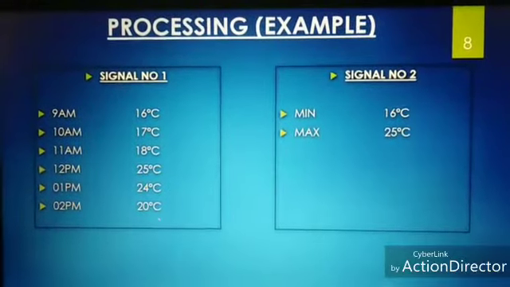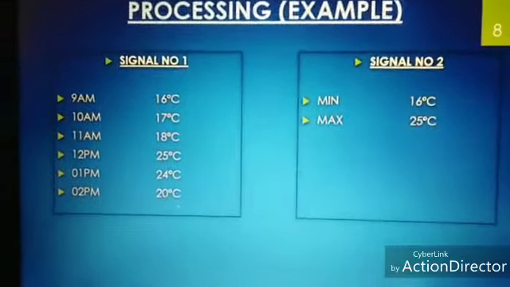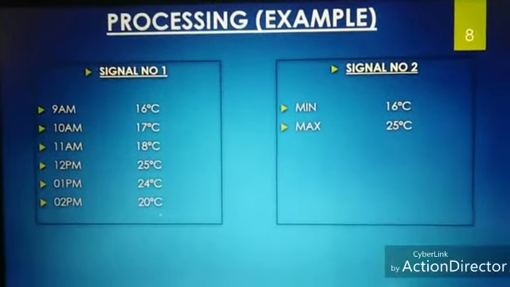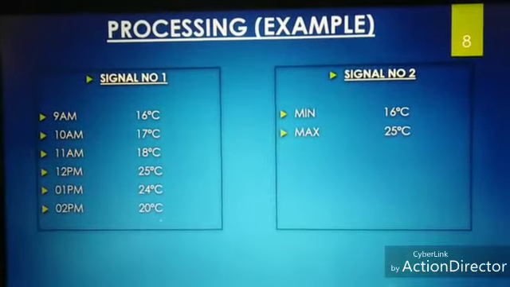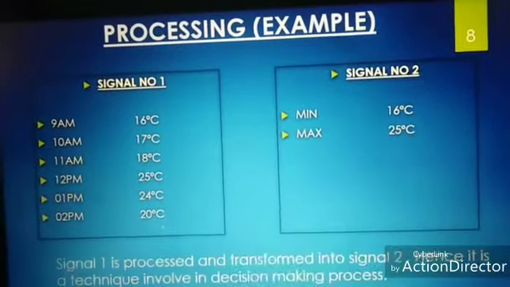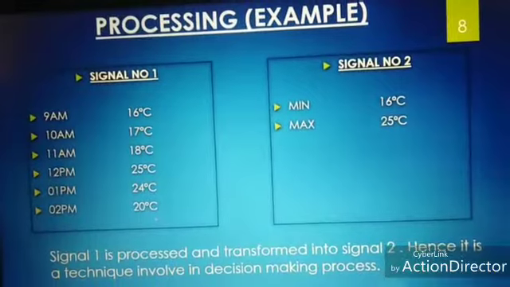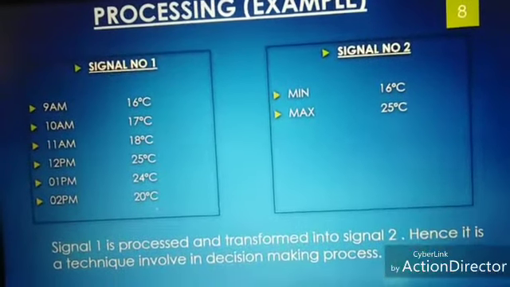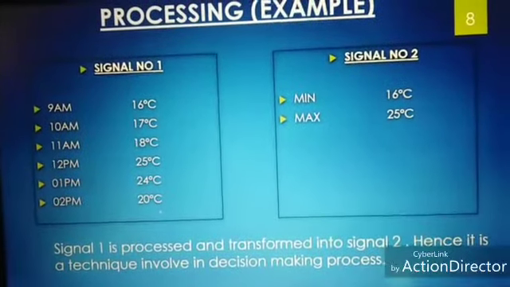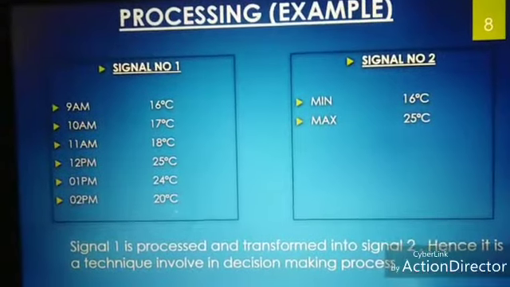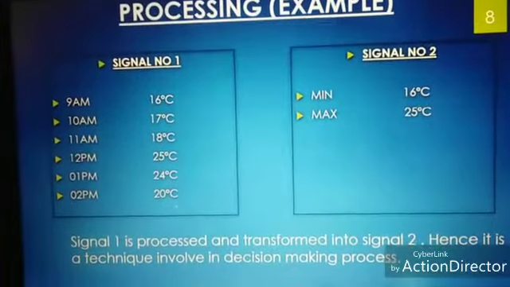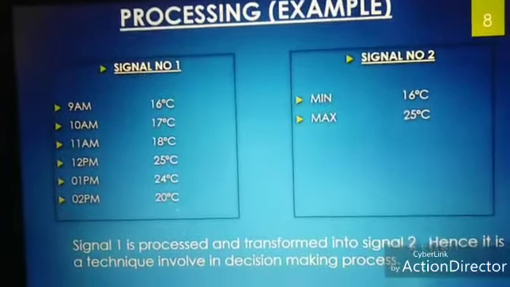Now what does the word processing mean? Processing means that it will process signal number 1 and transform it into signal number 2. Signal number 1 appears complex to the user and signal number 2 appears useful because it contains a limited number of values. As it is written, signal number 1 is processed and transformed into signal number 2, hence it is a technique that is involved in the decision making process. One form of signal, signal number 1, is converted into the second form, signal number 2, which describes the definition of the word processing.